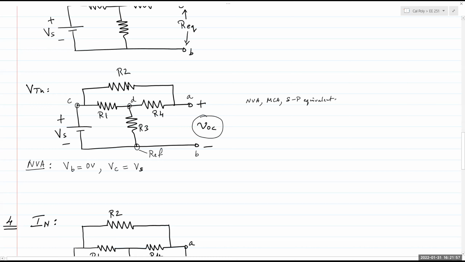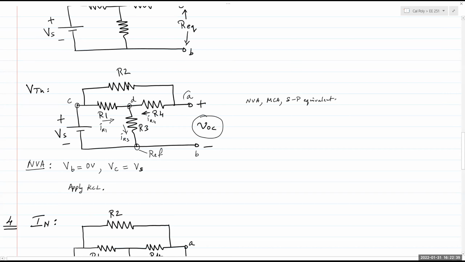Apply KCL. Assume branch currents IR1, IR3, and IR4. Assume branch currents, apply KCL at node D. And then apply Ohm's law and express each resistor voltage in terms of the node voltages. There are only 4 nodes in the circuit, A, B, C, D. VB is 0, VC is equal to VS. You write an expression for VD and you should be able to solve it directly.